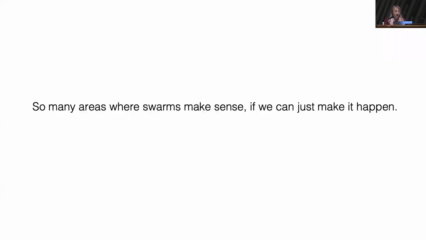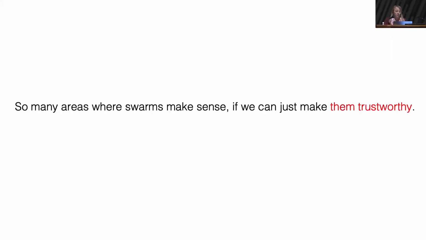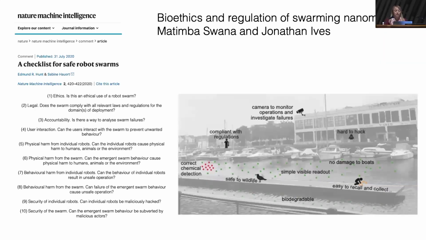So I think we're there. I think we have a chance to make these swarms a reality if we go ahead and do it to a certain extent. And actually, there's probably a little bit more to that. We'll have to make these systems more trustworthy. And so we've started just sketching out a checklist of maybe 10 things you need to think about if you want to make your swarm safe. It's really early days in trying to consider this.